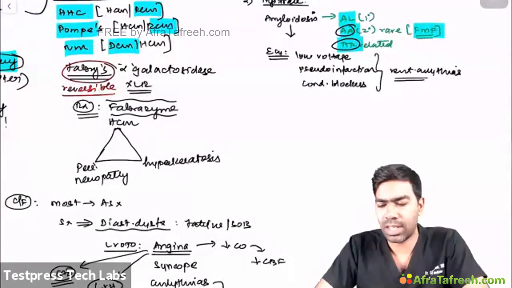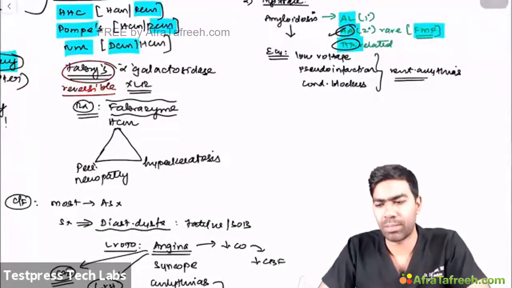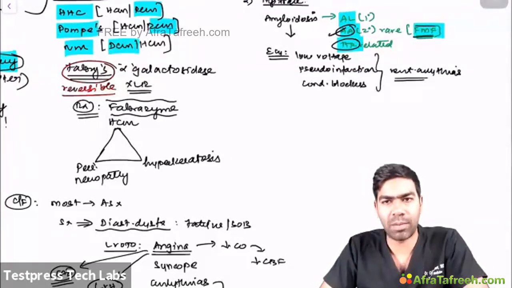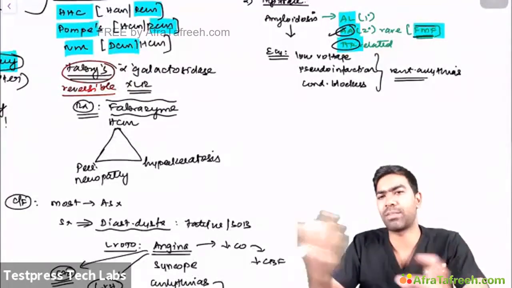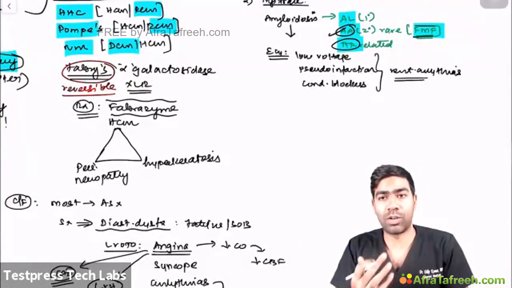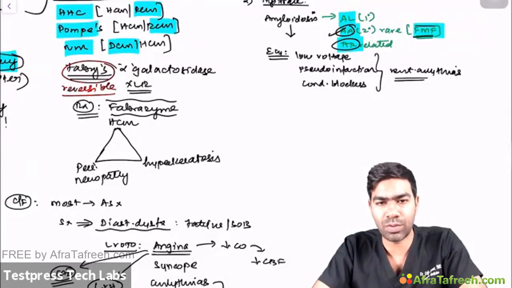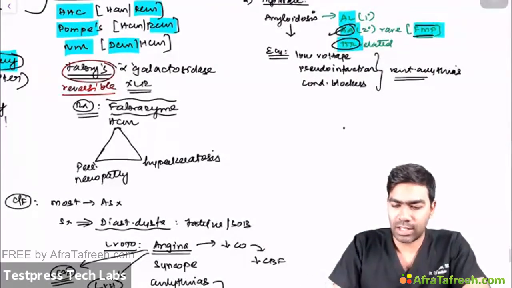But remember, AA more commonly causes nephrotic syndrome. I'll come back to that. But familial Mediterranean fever is one type of AA amyloidosis which commonly produces cardiac involvement. In all these three conditions, any time in the exam, if they ask you the most common cause of death in amyloidosis, your answer must be cardiac involvement. That is the usual cause of death. And these are the usual ECG findings.